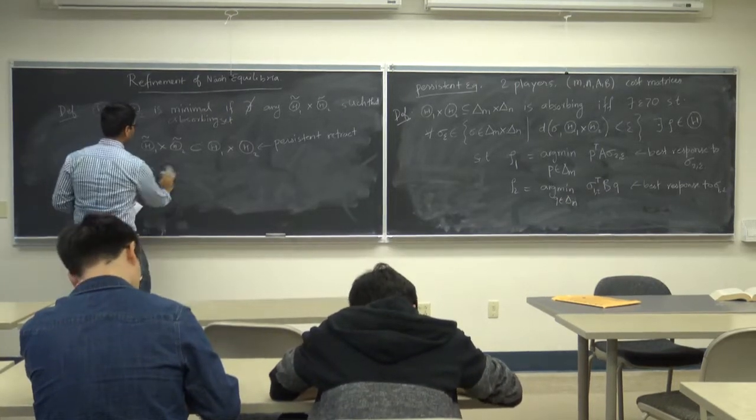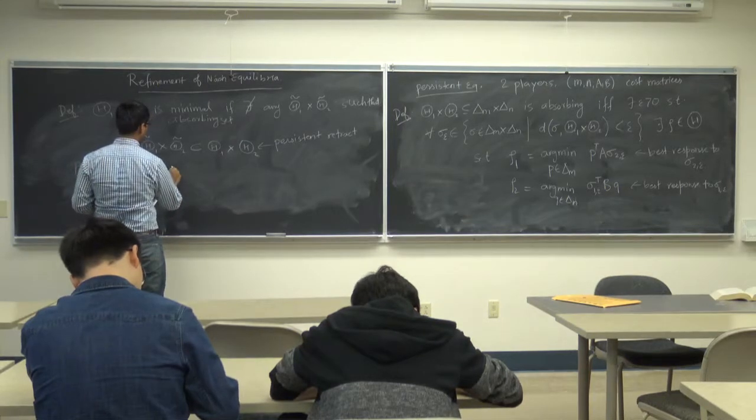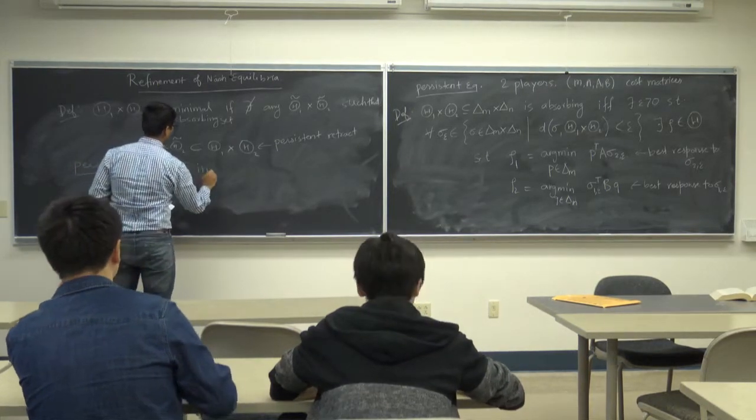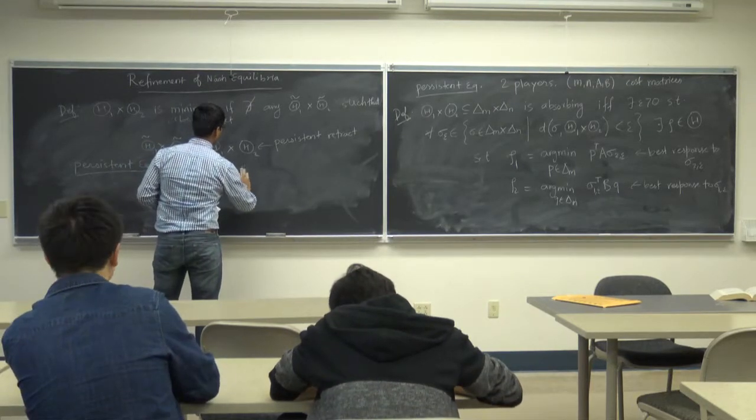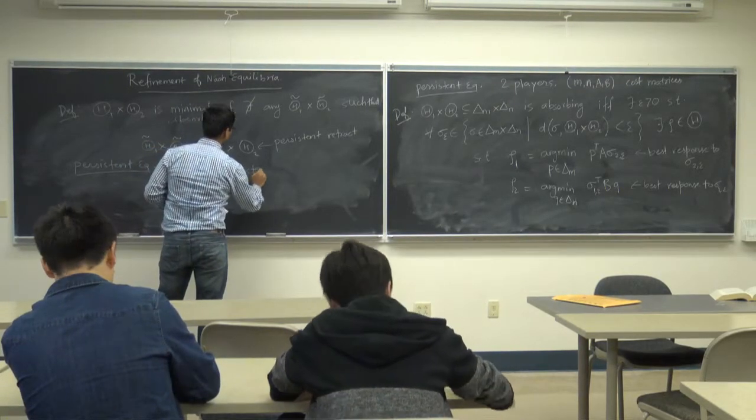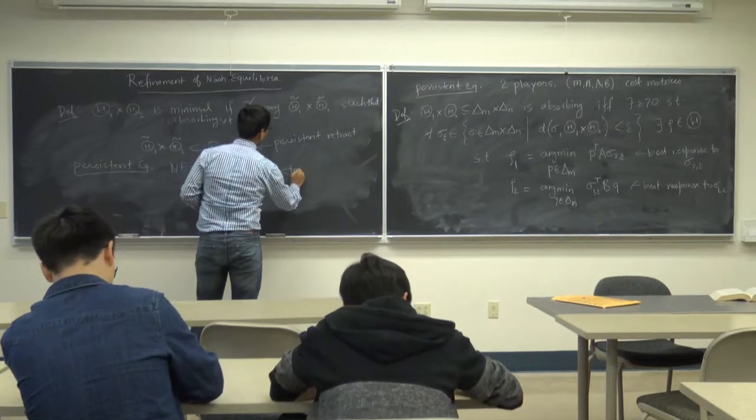is defined as the Nash equilibrium in persistent retract.